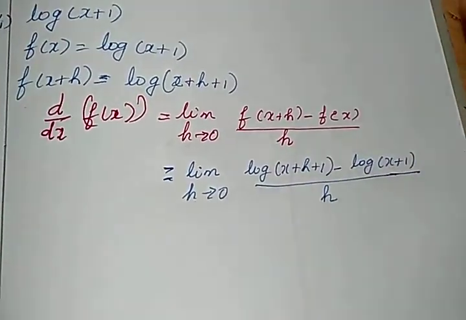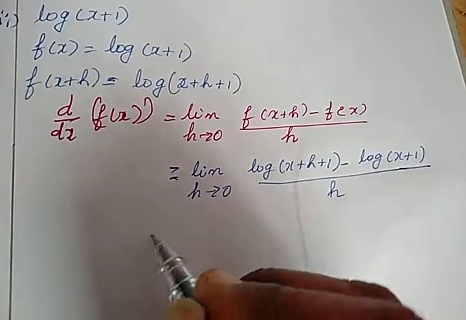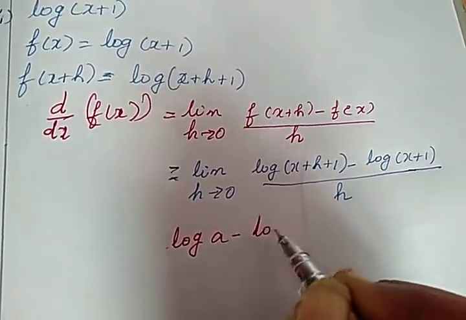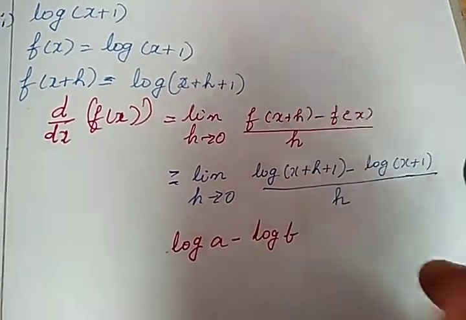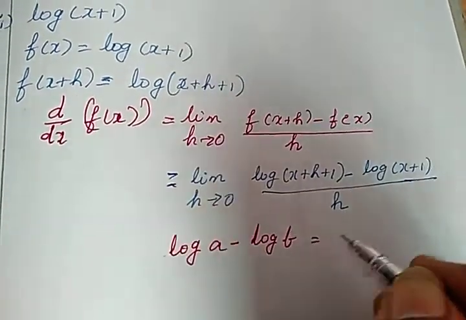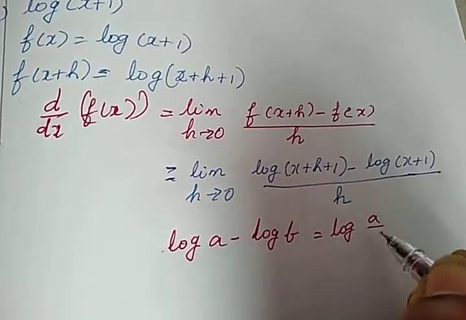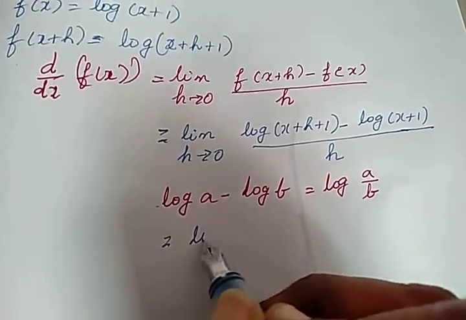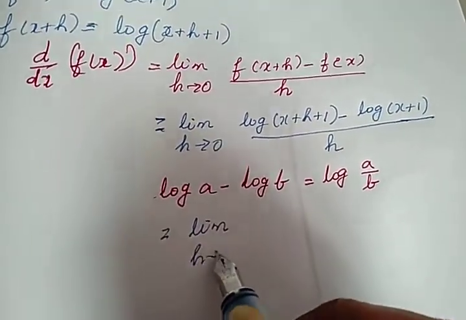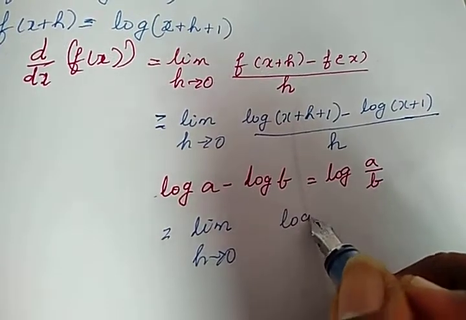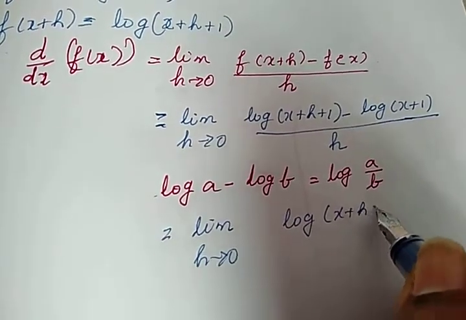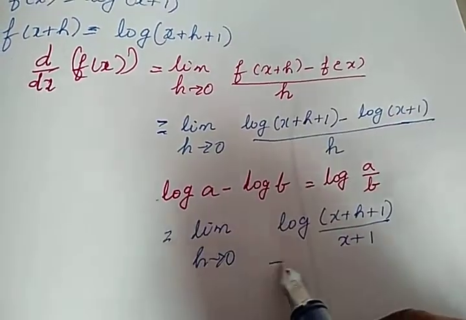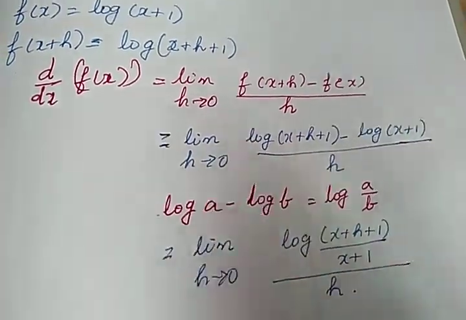Now I am going to substitute a formula again. The formula is log a minus log b. This is a, this is b. Log a minus log b equals log a by b. So what will I get here? Limit h tends to 0 log a by b means x plus h plus 1 divided by x plus 1, the whole divided by h.